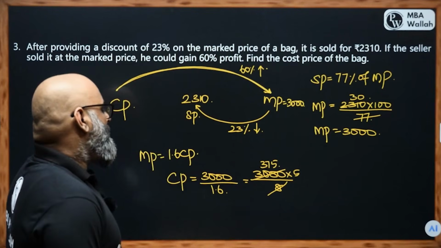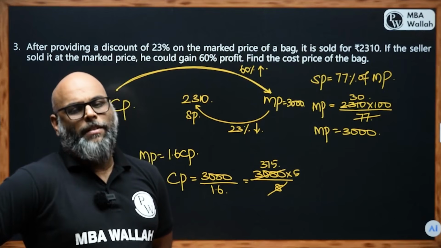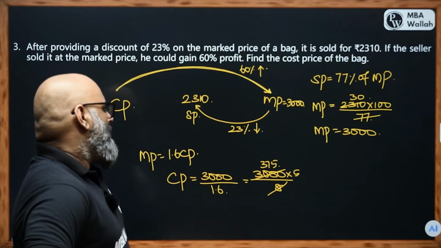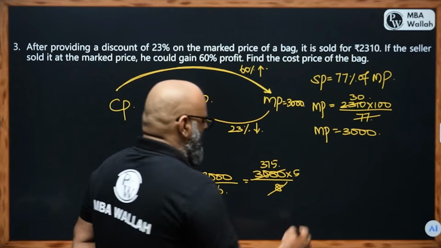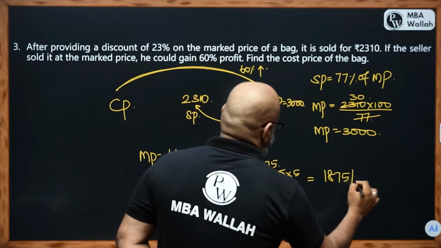And then you have into 5. 300 into 5 is 1500. 75 into 5 is 375. So 1500 plus 375 will be 1875.